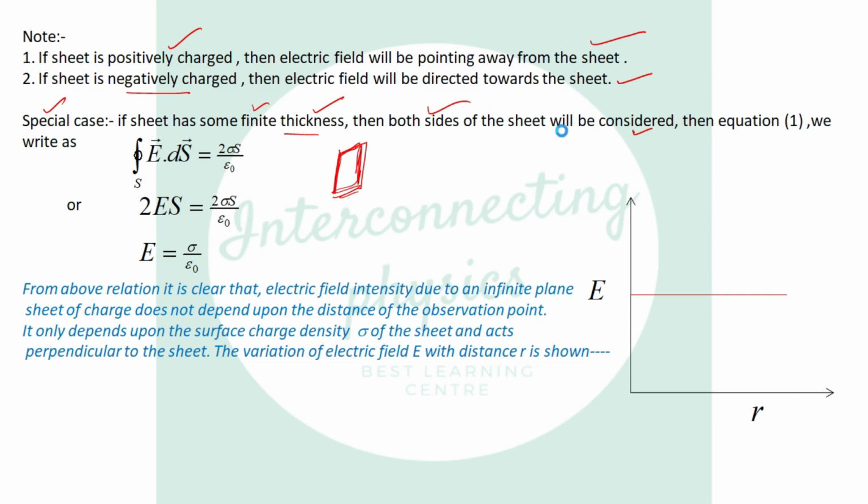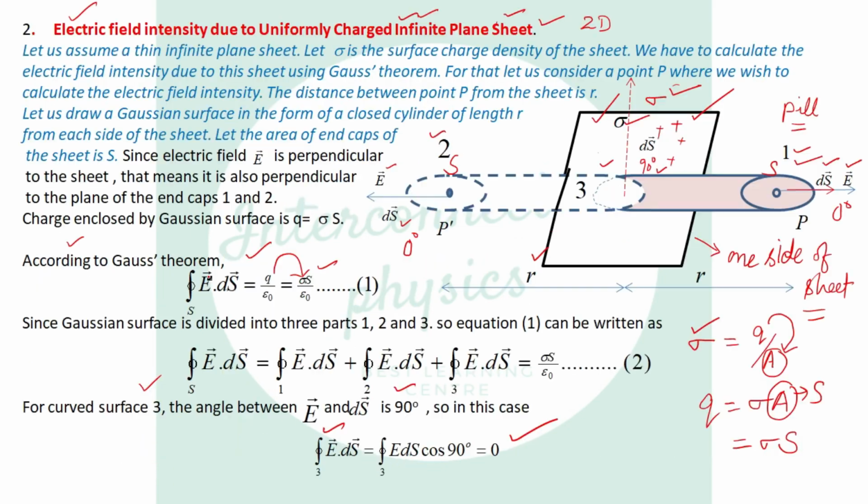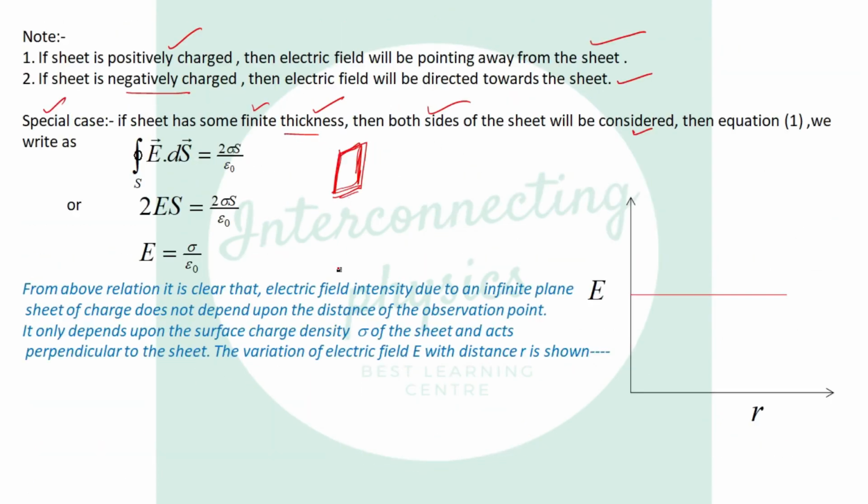Then equation number 1. You see here, where is equation number 1? This. Then equation number 1 will be 2 sigma S. Earlier we wrote sigma S over epsilon naught, but now we write 2 sigma S over epsilon naught because both sides of the sheet will be considered here. So the result of this was 2ES because for the third part it was 0. So we are left with only two parts, 1 and 2, and here the result was 2ES equal to 2 sigma S over epsilon naught. 2 cancels out with 2, S cancels out with S, and the result is E equal to sigma over epsilon naught.